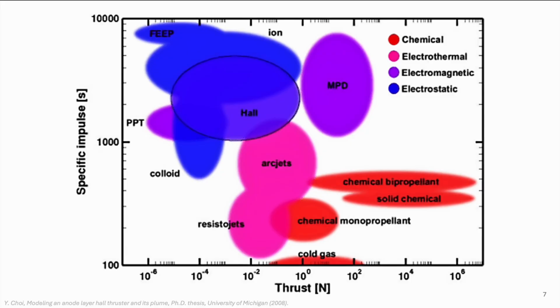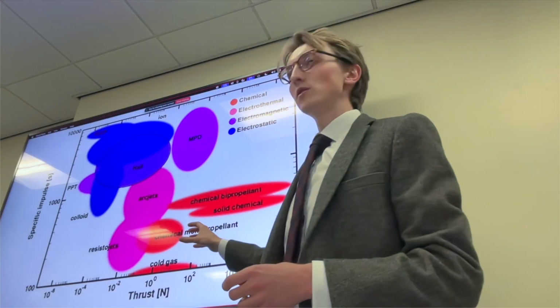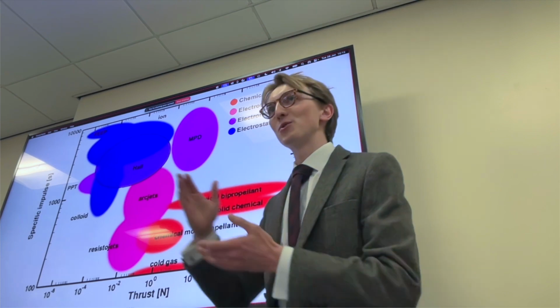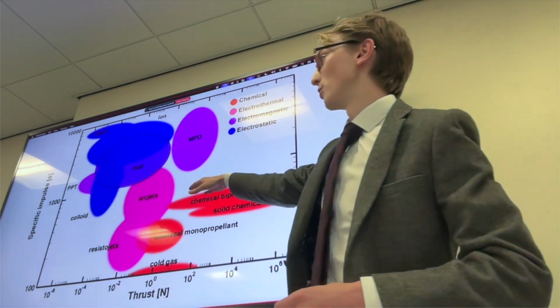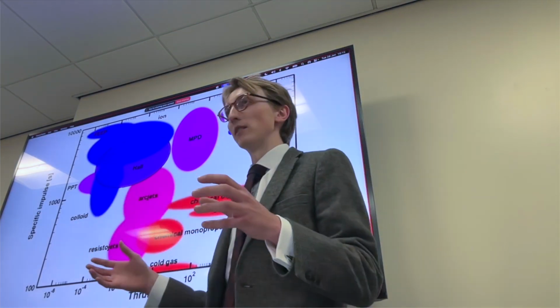So here's a diagram of different types of rockets, of propulsion systems for your spacecraft. Here on the x-axis you have your thrust, so this is how fast you can get to your destination, and on the y-axis you have your specific impulse, your ISP, which is basically a measure of your exhaust velocity, and this can be thought of as how efficiently you're using your fuel. So in red we have our chemical thrusters, and these have high thrust, so you can get to where you want to go really fast, but they have quite low specific impulse, so you won't be able to get much delta V per unit of propellant.